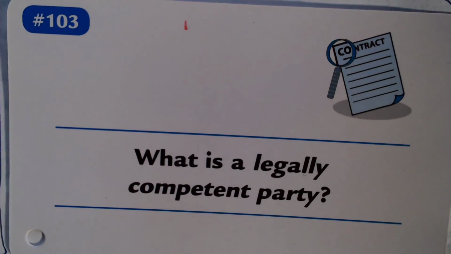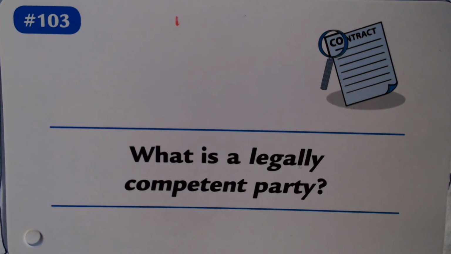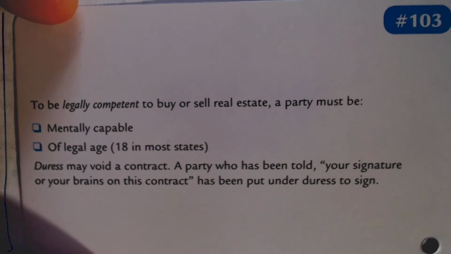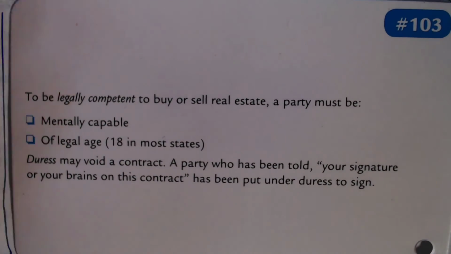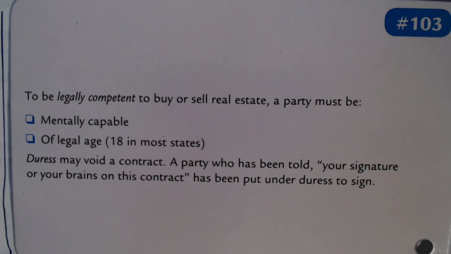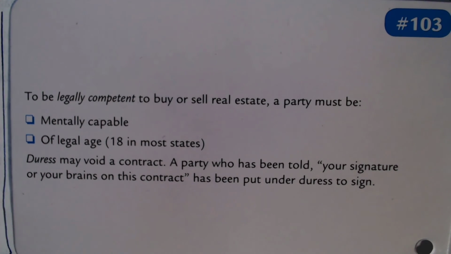We got one more here. What is a legally competent party? To be legally competent to buy or sell real estate, a party must be mentally capable and of legal age, 18 in most states. Duress may also void a contract. Duress is a key word that you should understand.